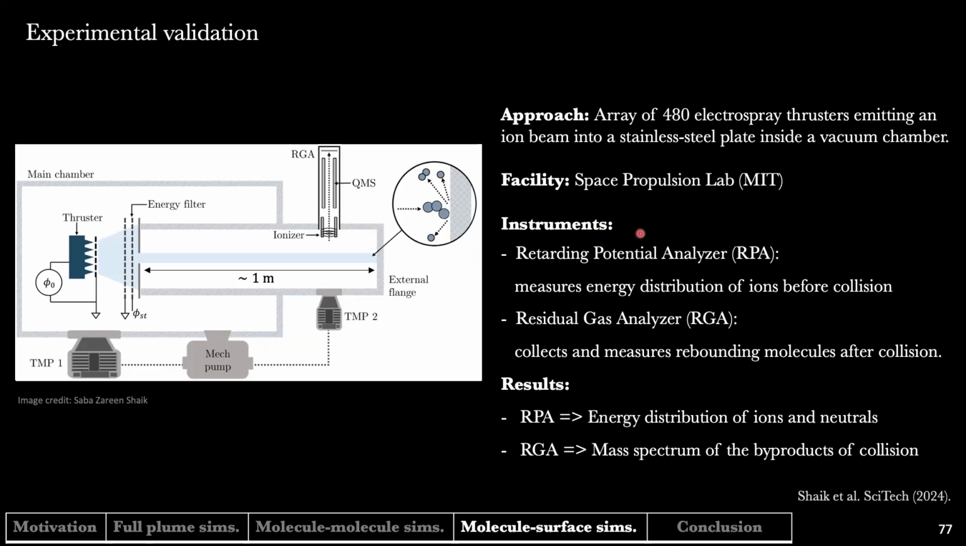One is the retarding potential analyzer, the RPA. This one measures the energy distribution of the ions before collision. And we used the residual gas analyzer, the RGA, that collects and measures the rebounding molecules after collision. So this is the thruster. The ions are emitted from here, and then here there's the collision, and then the RGA collects these byproducts and measures them.